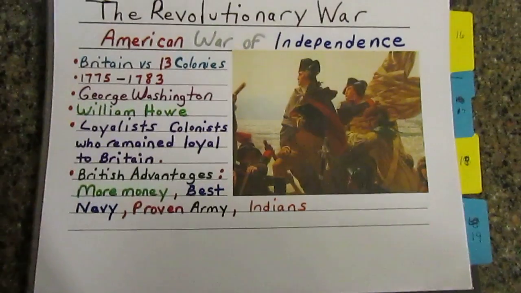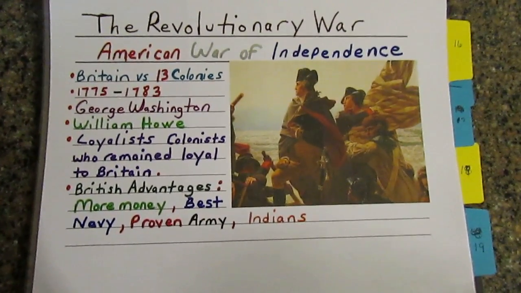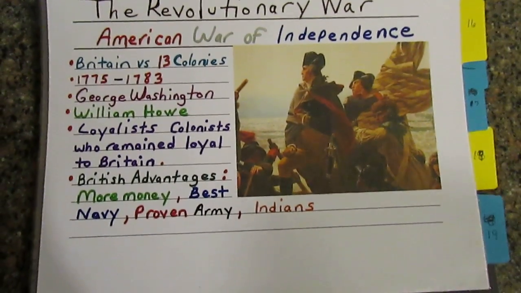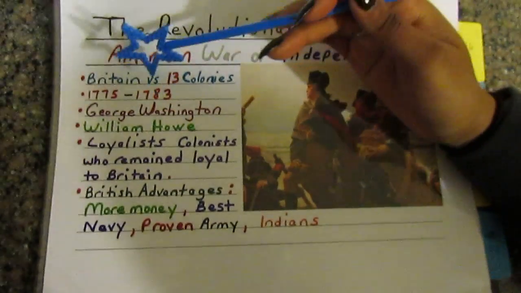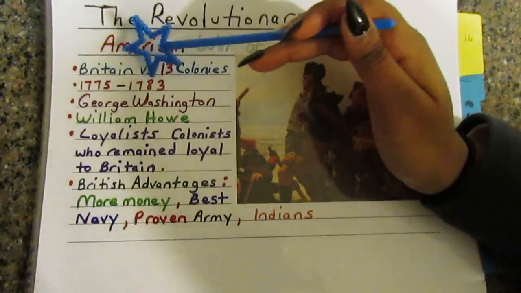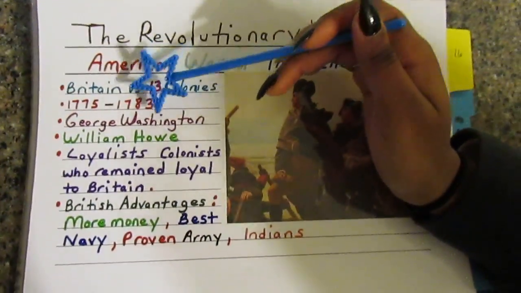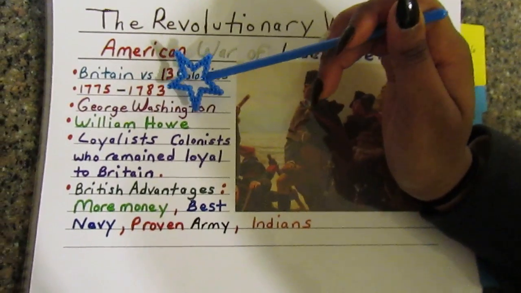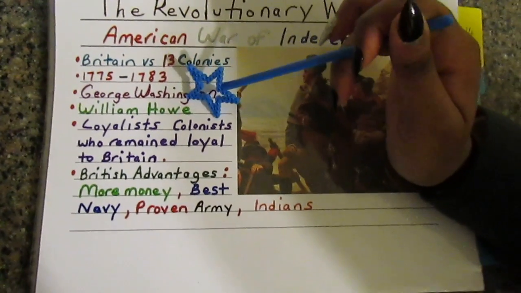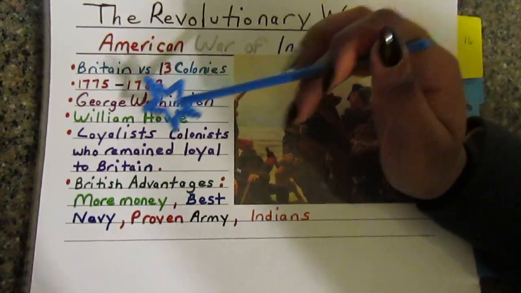The Revolutionary War gave hope to many countries ruled by dictators that they too might be ruled by the people. It was Britain versus the 13 colonies. It lasted from 1775 through 1783. George Washington was the American colonist leader, and William Howe was the leader of the British forces.